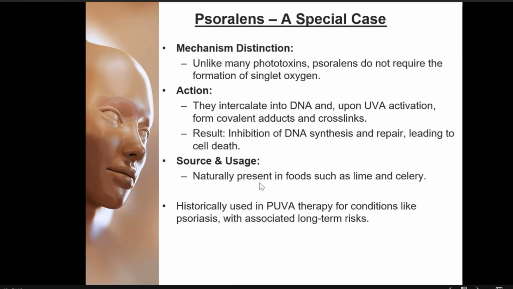It is naturally present in food such as lime and celery. So if you have any allergy or sensitivity due to lime and celery, you can find the toxicity of this. Historically used in PUVA therapy for conditions like psoriasis, associated with long-term risk, because this PUVA therapy contains psoralen and it may cause phototoxicity.